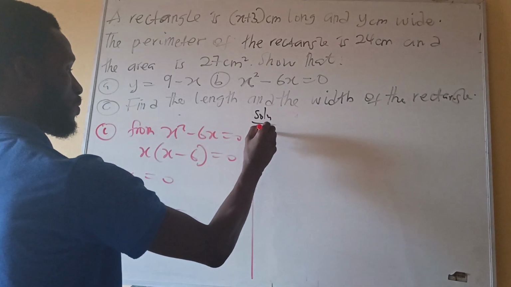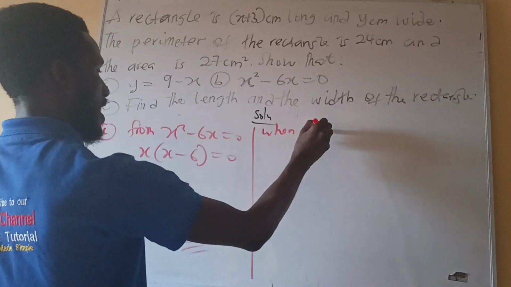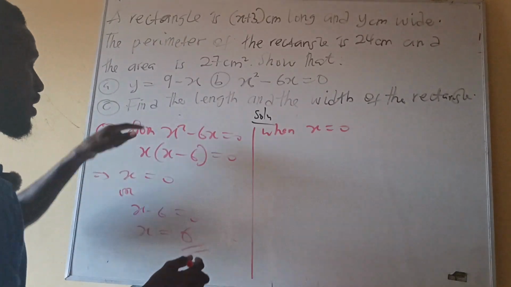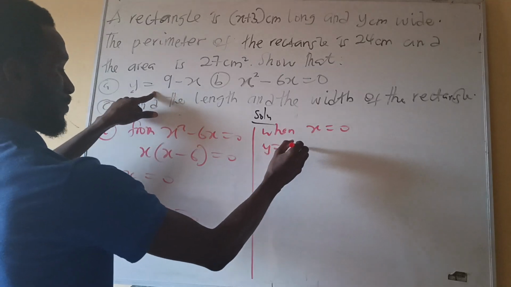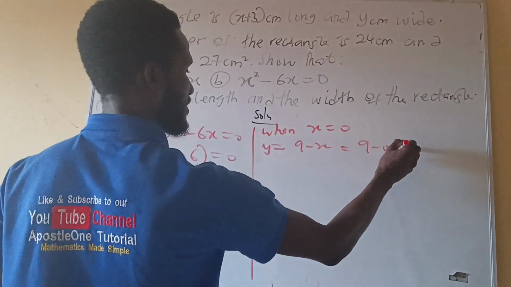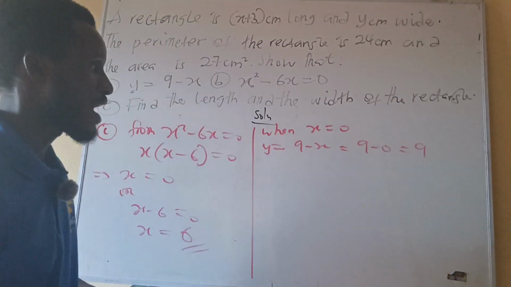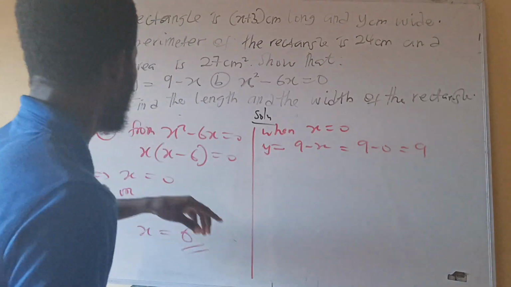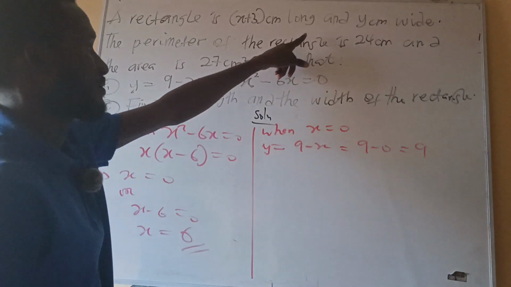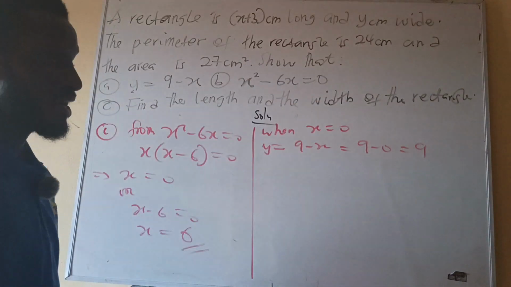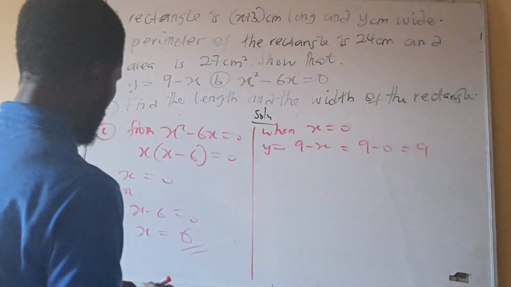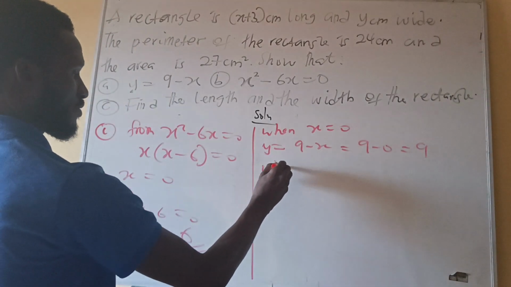Now, when x is equal to 0, I'm going to solve for the y. Don't forget that y is equal to 9 minus x. So it will be 9 minus 0, which is equal to 9. So anytime x is equal to 0, y is equal to 9. The y is the width. So meaning that anytime x is equal to 0, I'm going to get the width to be 9. Now I want to solve for the other answers before I complete.